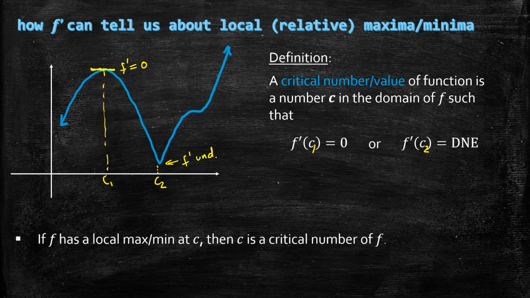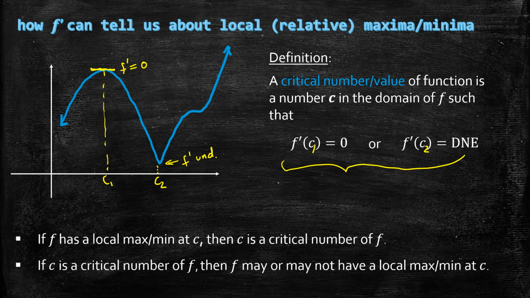If f has a local max or min at c, then you can be guaranteed that c is a critical number of f. So either of these two will be true. But what about the converse? If c is a critical number of f, then f may or may not have a local max or min at c. Let's have a look at this.